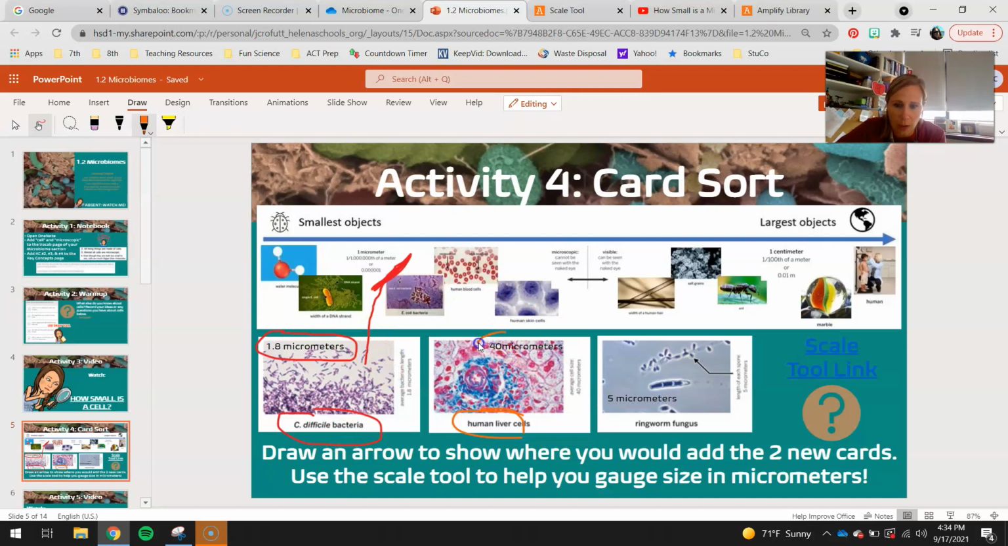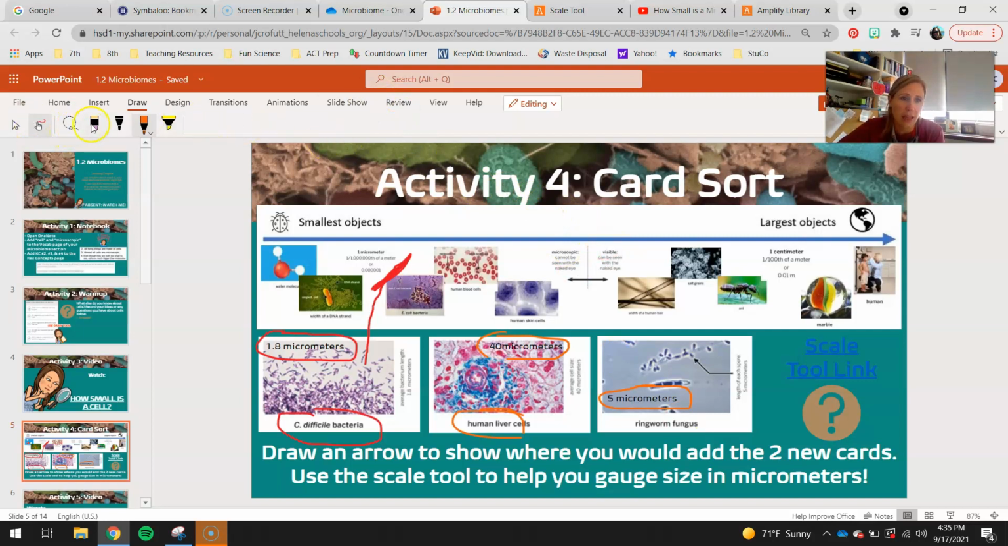So go figure out, human liver cells are about 40 micrometers wide. You guys can figure out where it fits, draw a line, show me where it fits. And then here's ringworm. It's about 5 micrometers. So you guys can use a different color, and then draw in there, show me where that fits in as well.